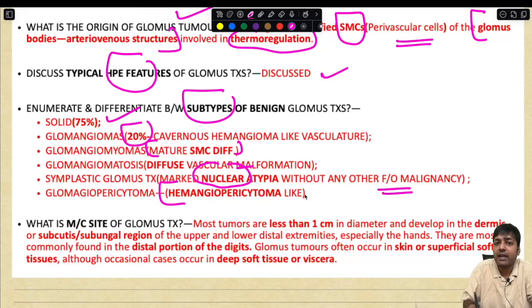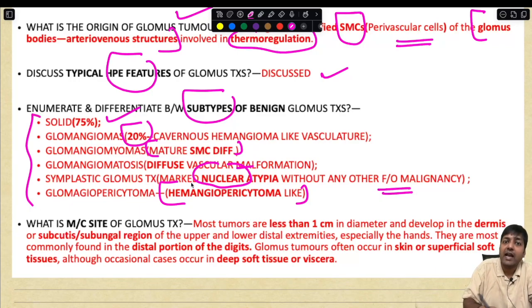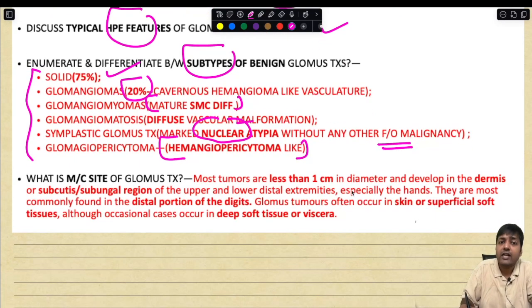Glomangiopericytoma, they are hemangiopericytoma like. So these are the different subtypes of benign glomus tumor. Now what is the most common site of origin of glomus tumor?